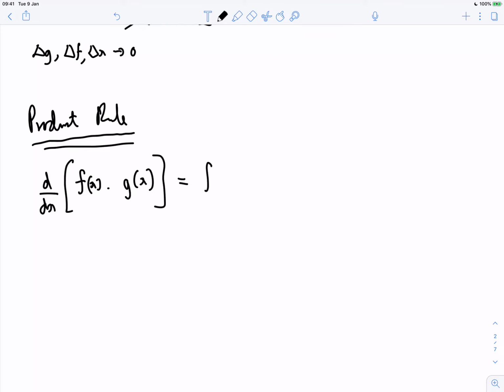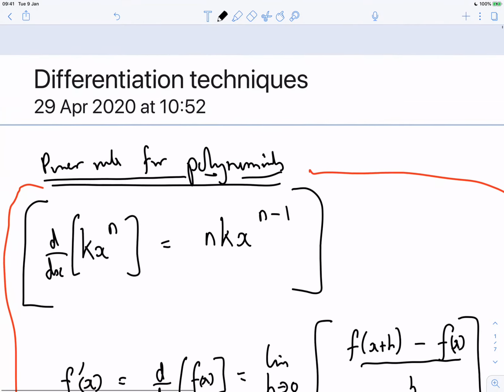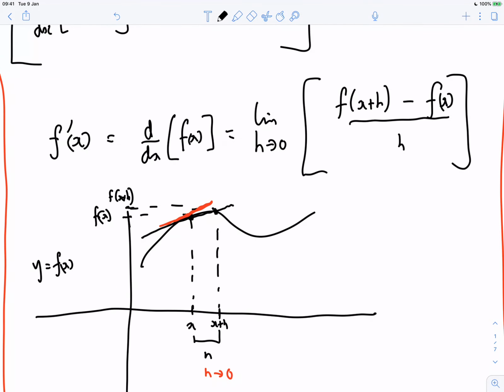Then this is going to be f of x times g dashed of x, i.e. differentiate g but not f and times them together, and then plus f dashed of x times g of x, i.e. differentiate f of x but not g of x. Okay, now there's various ways of explaining this. One way you could do is you could use first principles and deal with it that way.